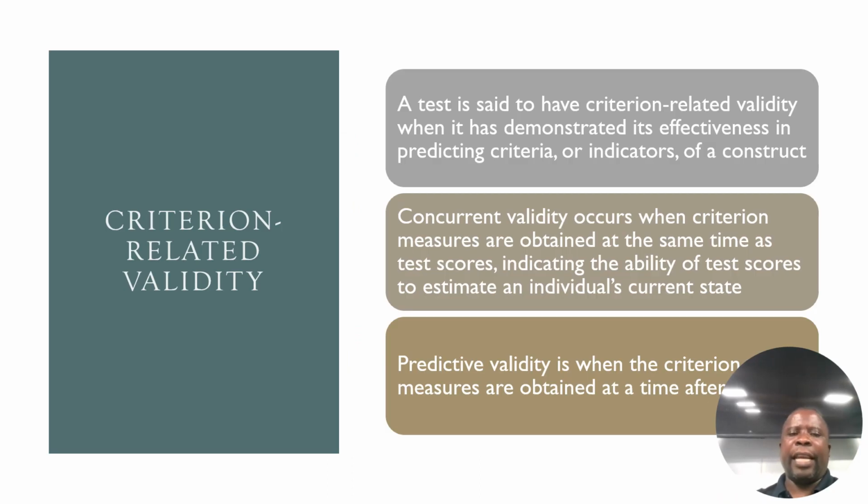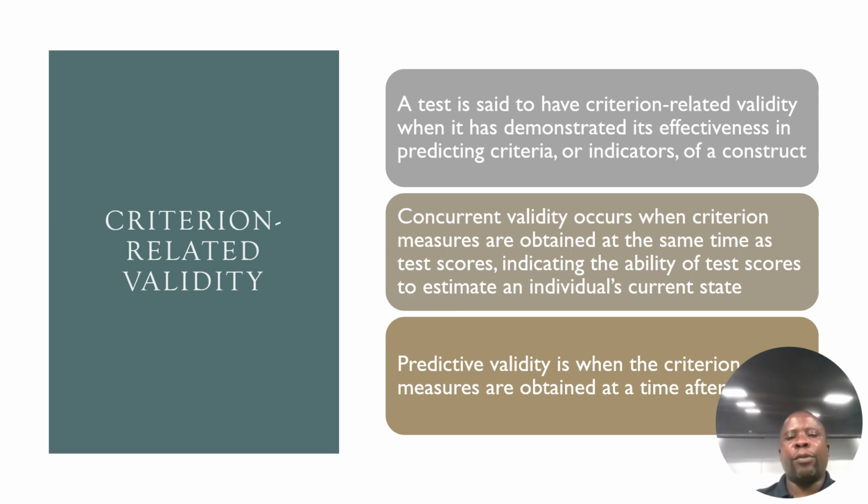Then we have got the second one, the criterion related validity. And the criterion related validity here is more of prediction. A test is said to have criterion related validity when it has demonstrated that it is effective in predicting a construct, a behavior, a criterion or an indicator. A good example is the IQ test, which can be used to predict the future educational achievement of someone. The IQ test is a very good example of a criterion valid test.